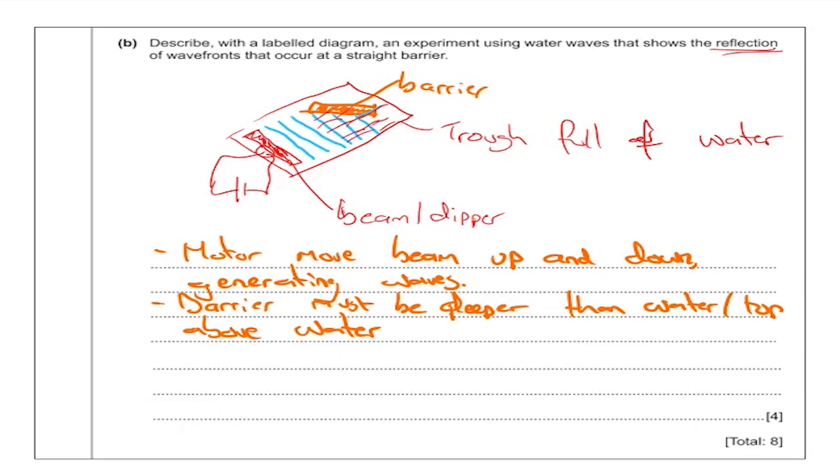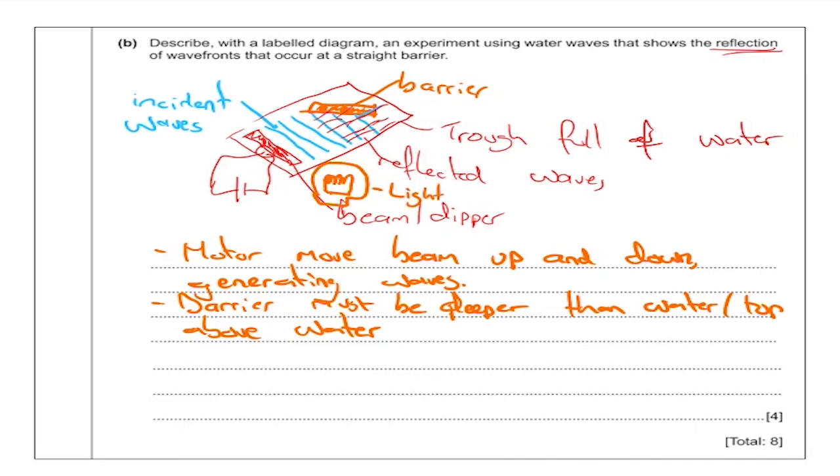So I could also draw incident waves. Remember, incident means incoming. And I could also draw the reflected waves like that. And then the last thing I need is some way of observing this. So the classic way is underneath you have a light bulb and you look at it from above. So I could draw an eye like that looking down at it. So you could say observe the waves.